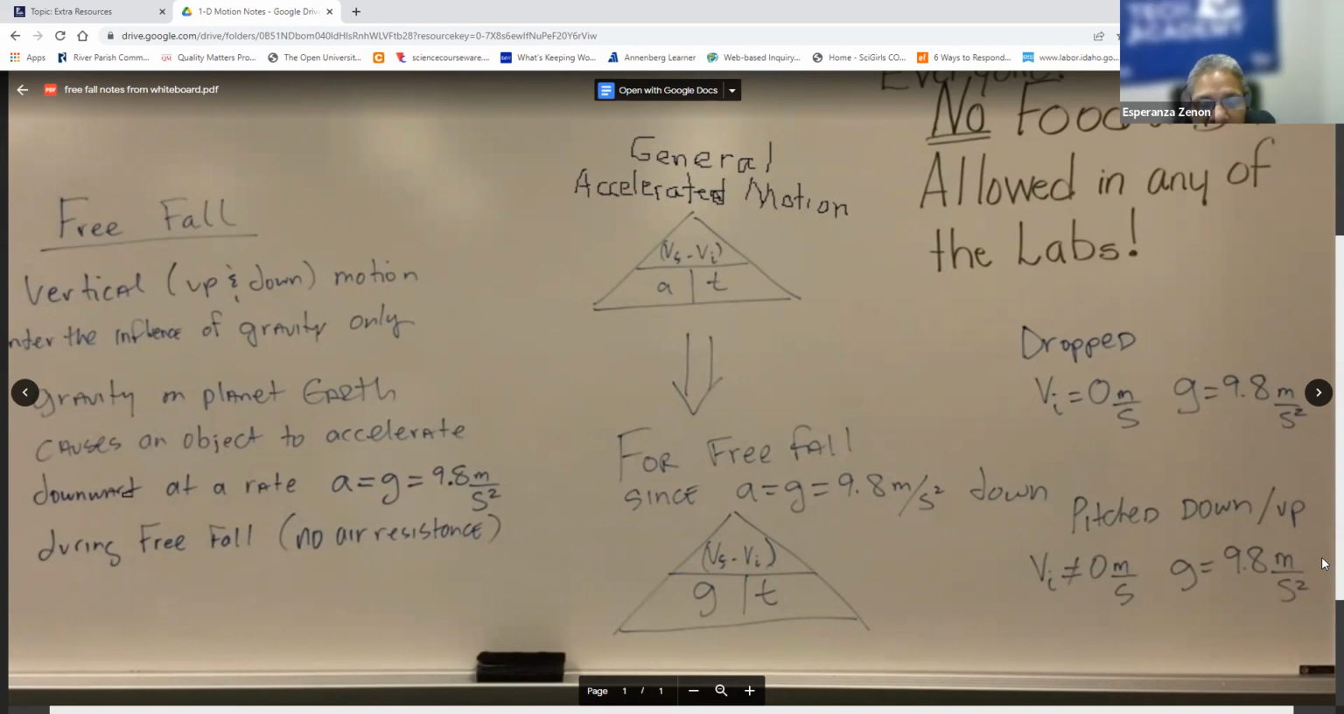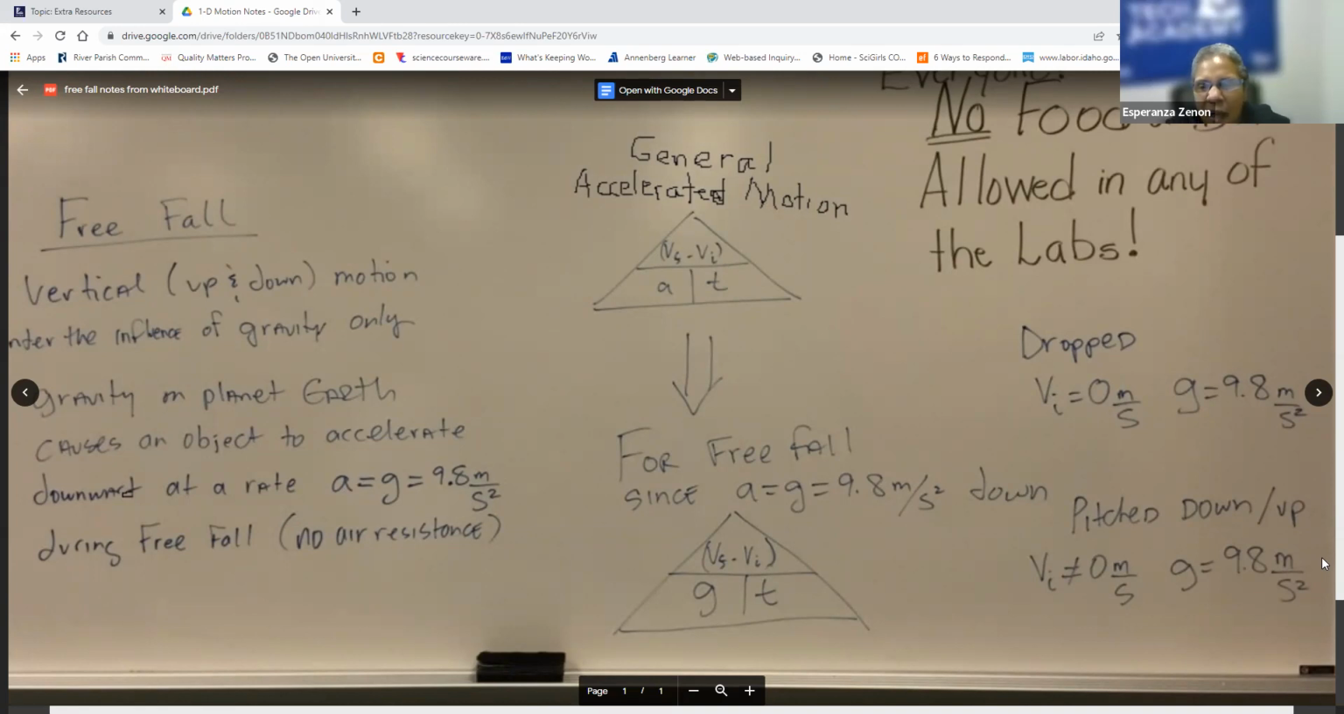But it's still accelerating 9.8 meters per second squared, whether I pitch it down or throw it straight up. Gravity's in charge. That object is always accelerating 9.8 meters per second squared down.